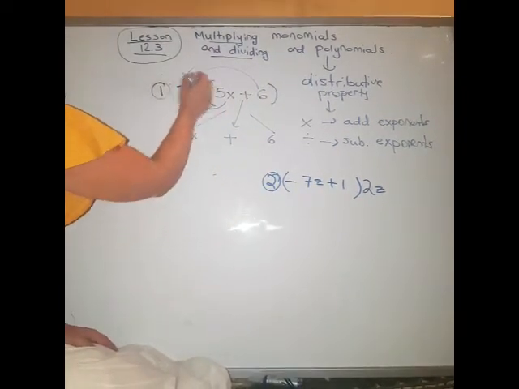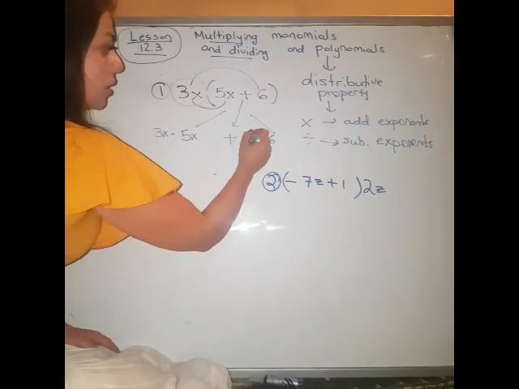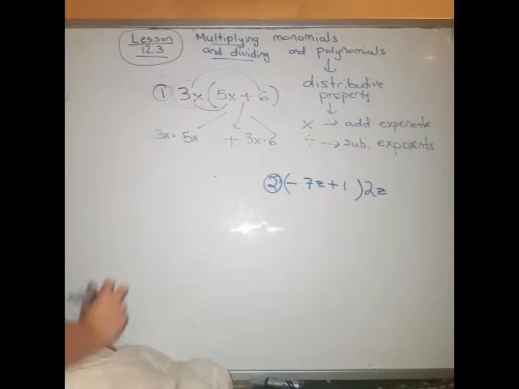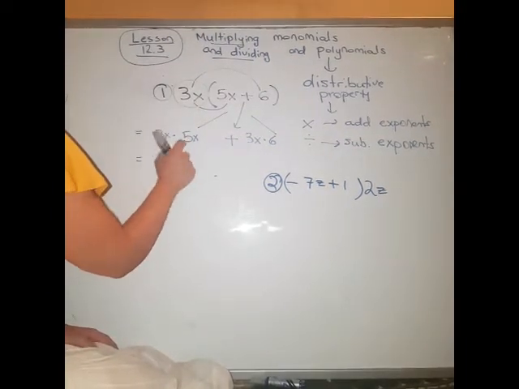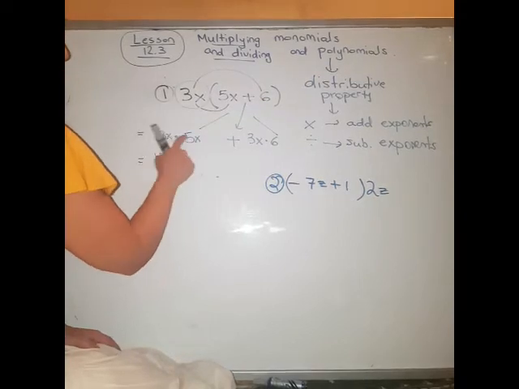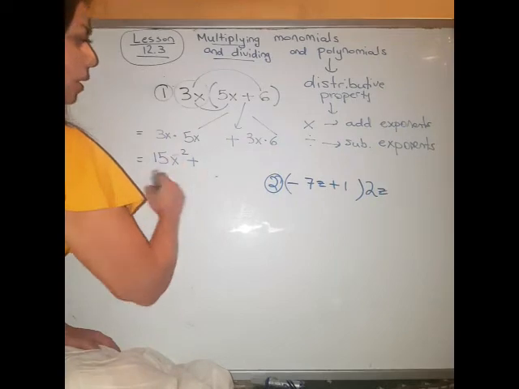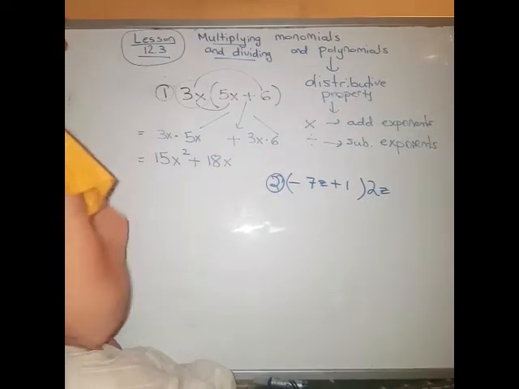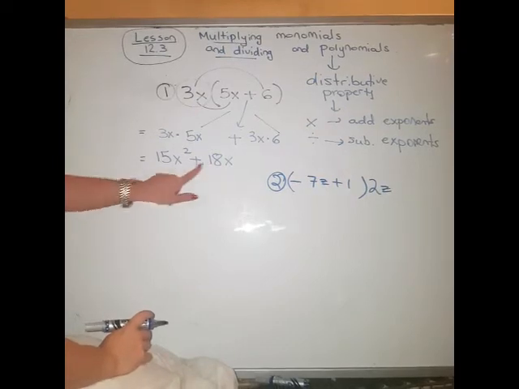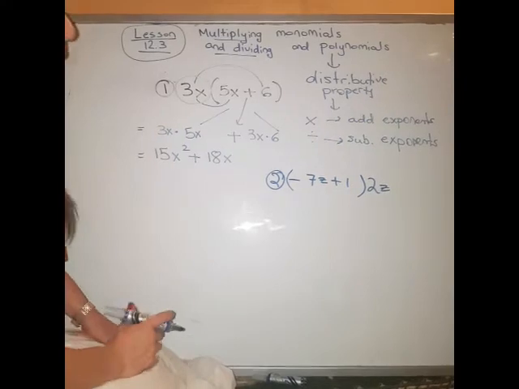What am I distributing? 3x. 3x times 5x, 3x times 6. 3 times 5 is 15. An x and an x gives me an x to the second power. Plus 3x times 6 is 18x. Can I add or subtract them? No, that's my answer.